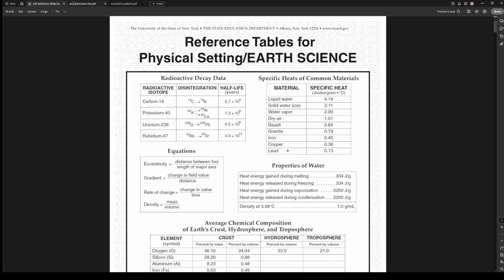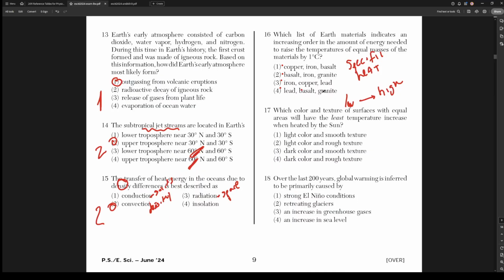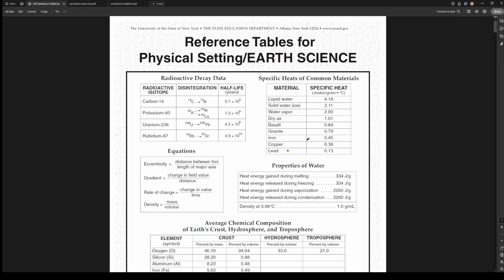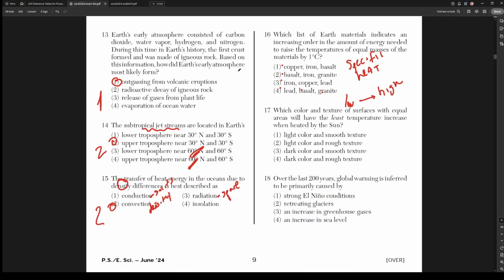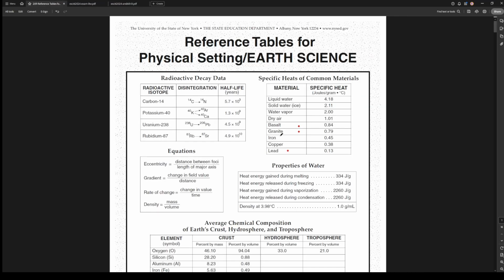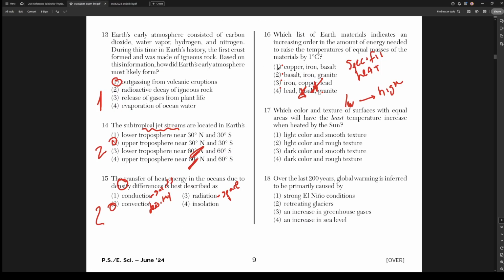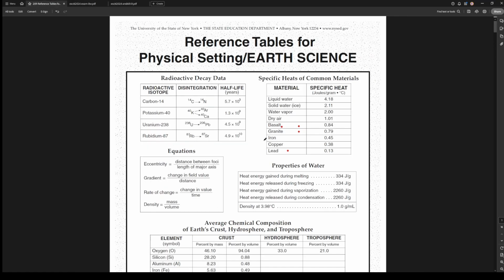Lead's at the bottom, so that's first. Then we got basalt and granite. Does that go in order? Basalt and then granite. No. So that's wrong. Iron, then copper, then lead. No, lead's at the bottom, so I know that's wrong. Basalt, iron, and granite. Basalt. Nope, that goes out of order. It was the copper, iron, basalt. Copper, iron, basalt. That's the answer.